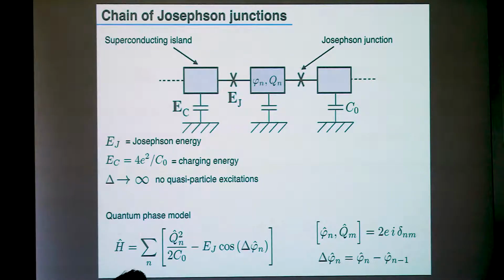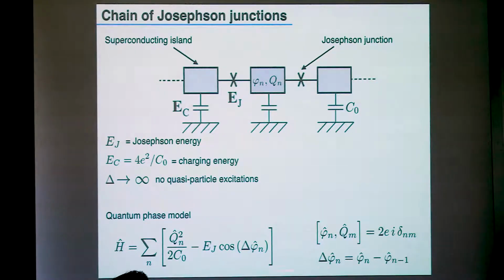And then we also have some charging effects, some charging energy related to the ground capacitance. Now, in the limit in which we neglect quasi-particles, we assume that the gap is large compared to other energy scales, you end up with a simple effective low-energy model Hamiltonian, which is called the quantum phase model, where the first term is the electrostatic energy, and the second term is the Josephson coupling. The local charge on the island and the local phase of the condensate are conjugate operators.